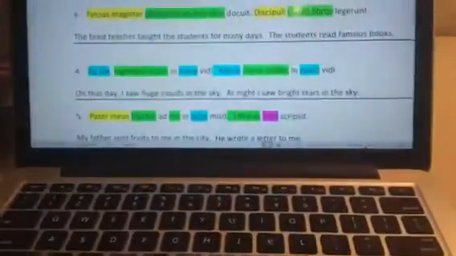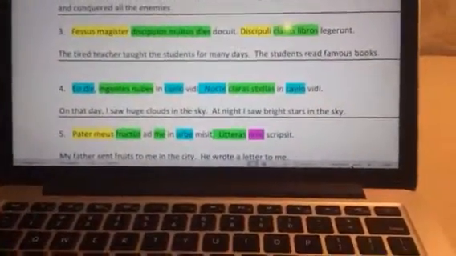The next one, sorry about my fingers. I'm using an iPad to film this.